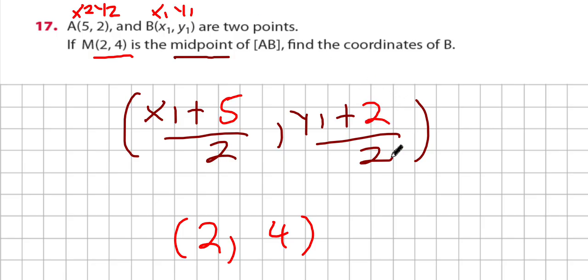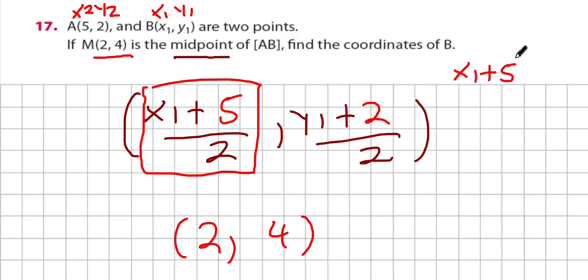Okay. Now here's the deal. This one in the blue box. What is the one in the red box? What's the answer for the one in the red box? What does it have to come to? It has to come to 2, doesn't it? So what you're telling me right there is that x1 plus 5 over 2 equals 2. Is that all right?